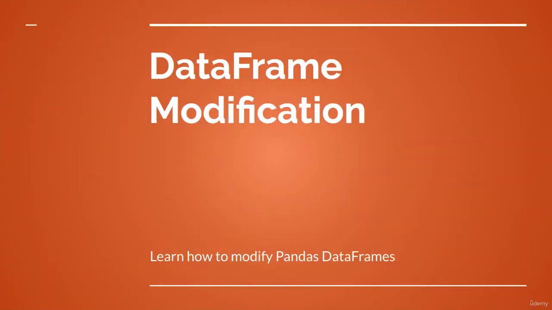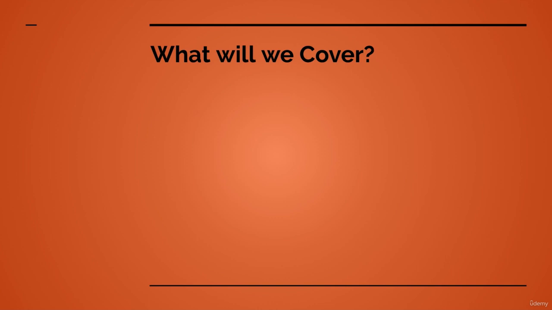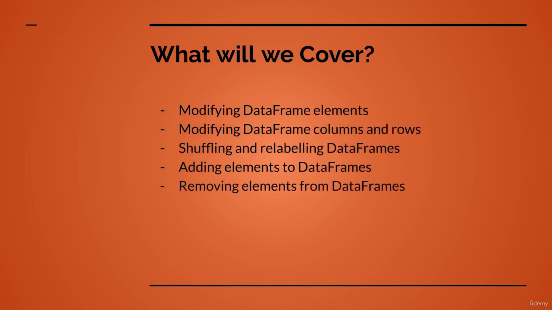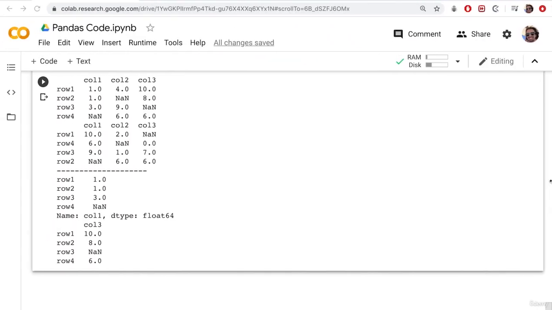Hello everyone, welcome to the 19th tutorial in our Pandas course. Here we're going to continue on with data frame modification. In the previous section, we started by talking about adding elements to data frames and removing elements from them. Now we're going to work more on the modification or the restructuring side of things. So this will be modifying individual elements, columns or rows, or shuffling and relabeling our data frames. So let's head on back to the code and begin.